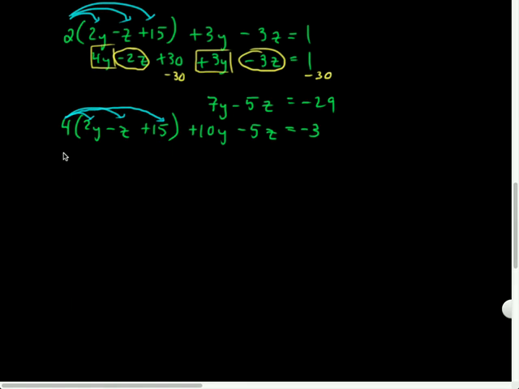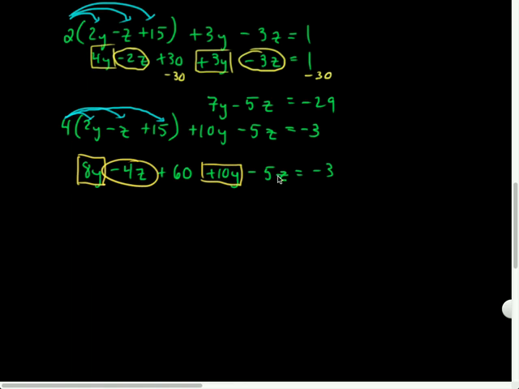Now for the next one, let's distribute again. That would be 8y minus 4z plus 60, if I'm not mistaken, plus 10y minus 5z equals negative 3. We can combine some like terms here. I've got 8y, 10y, negative 4z, negative 5z, and I'll subtract 60 from both sides, just to bring my constants all together. So I'll have how many y? 18y's, negative 9z equals negative 63.